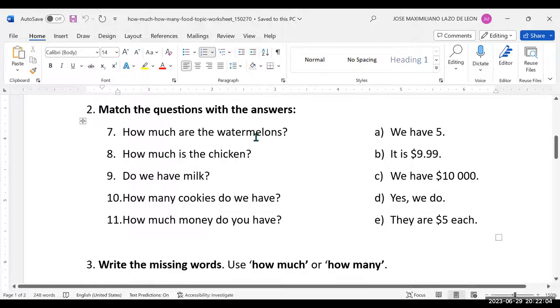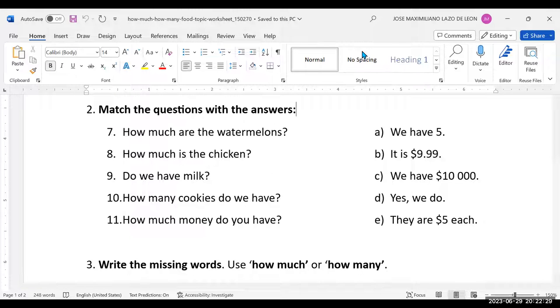Match the question with the answer. How much are the watermelons? We need to look for the price. Which one do you consider is the right one? Letter E, teacher. They are $5 each. We need to draw a line. Okay, you said this one? Yes, teacher. Okay, number eight, how much is the chicken? Letter B. This one? Yes.